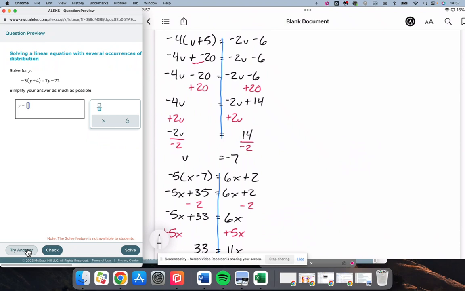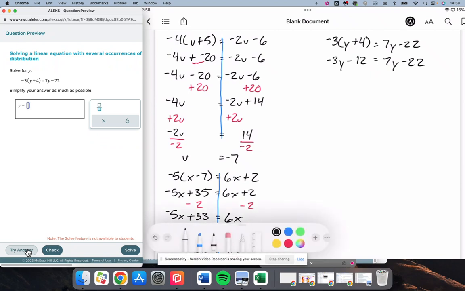We've got -3 times y plus 4 is equal to 7y minus 22. Distributive property on the left, we get -3y minus 12. You could put a plus -12 and then change it to be minus 12, if that works better for you. I'm just going to go ahead and do it right out of the gate. And again, here I could add 3y, add 12, subtract 7y, or add 22. Any of those would work. I'm going to choose to add 22 because it will make the number positive, and I prefer having the number being positive.